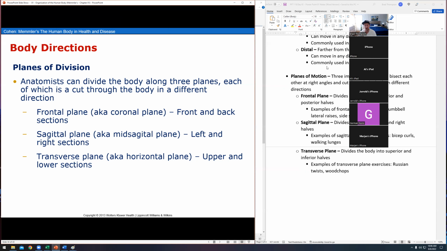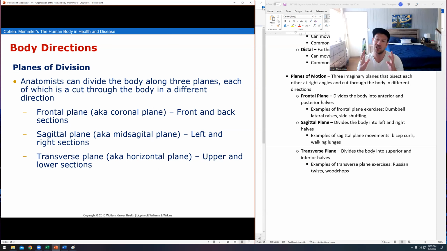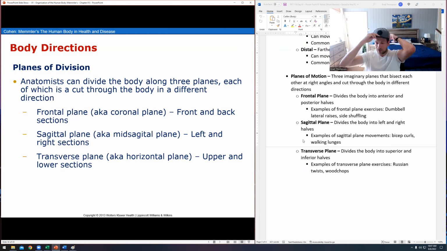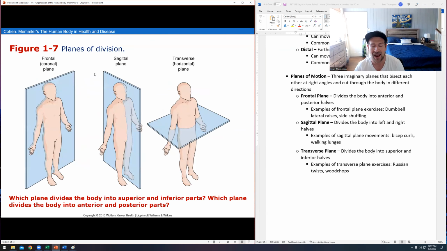Now, something that does come up all the time are our planes of motion. Our planes of motion are these imaginary lines running through the body. They actually look kind of similar to this circle that we drew, with these lines running through the center. When we're talking about our planes of division, we're going to divide the body into three imaginary planes that cut our body through at right angles.